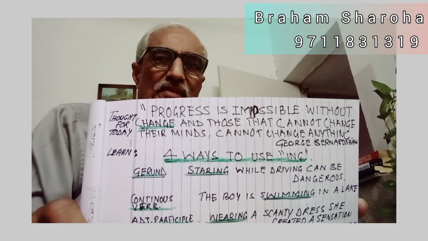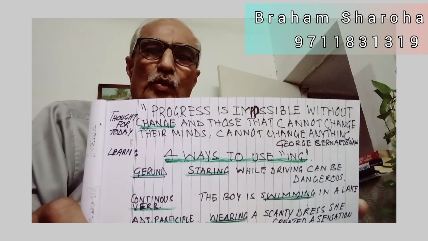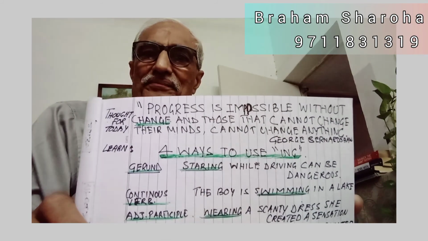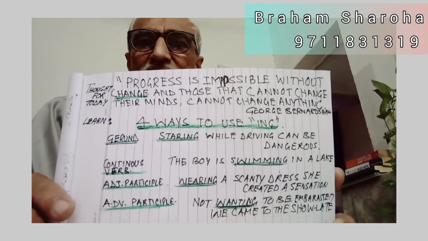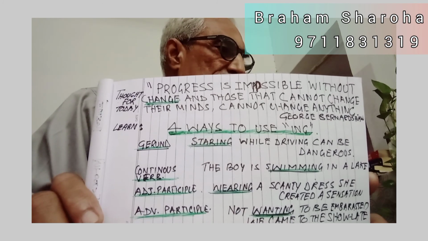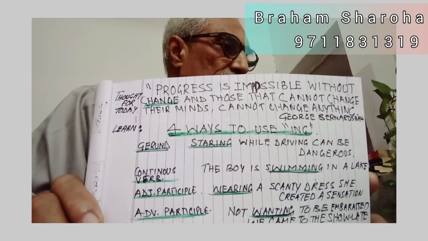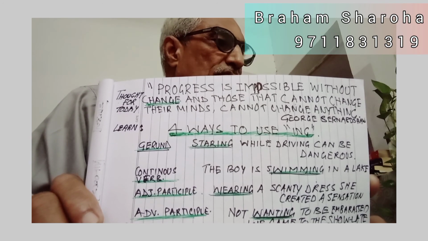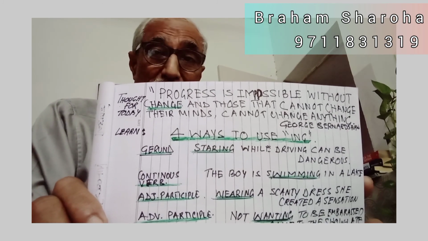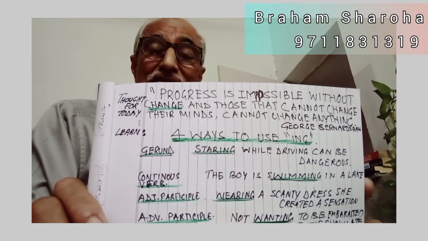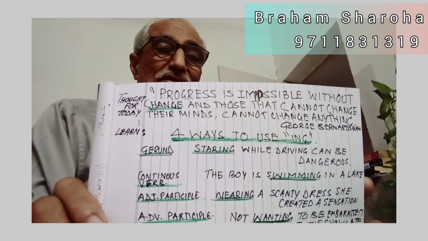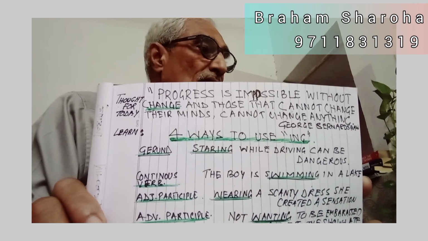That means any verb ending in ing and used right at the beginning of a sentence is a gerund. An example of gerund is given here. It says, staring while driving can be dangerous. Staring when you're driving, looking suddenly here and there, can be very, very dangerous. So staring is a verb from stare and it's at the beginning of the sentence. So this is the first use of the ing.